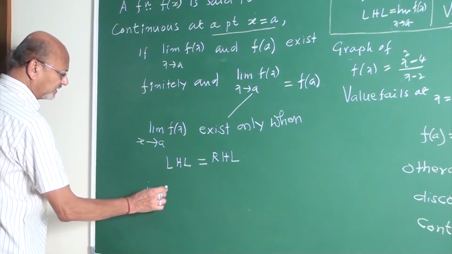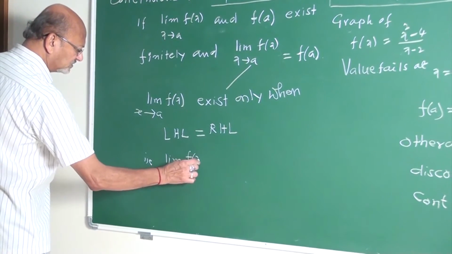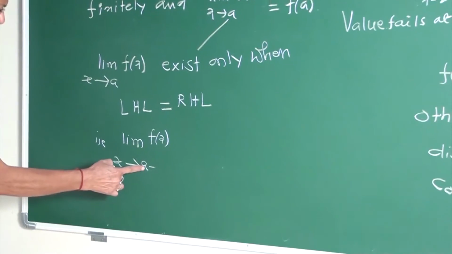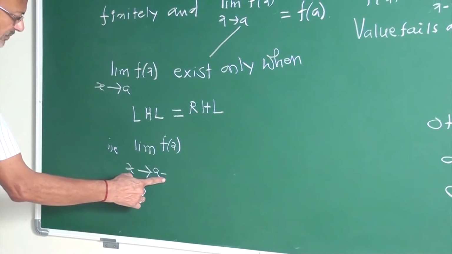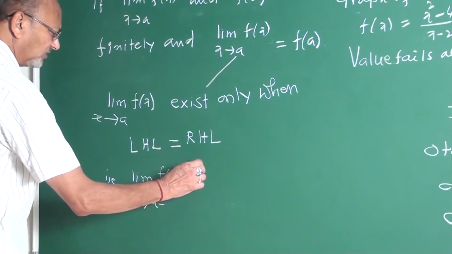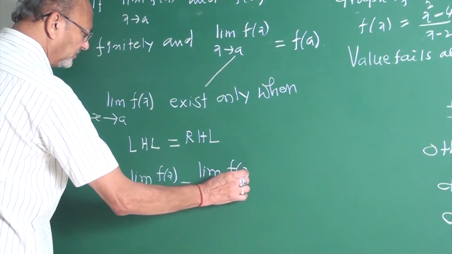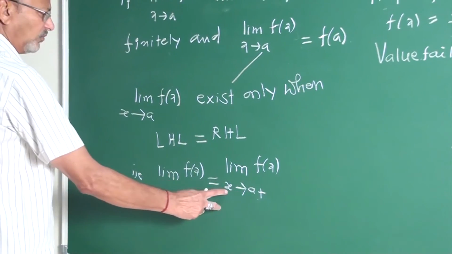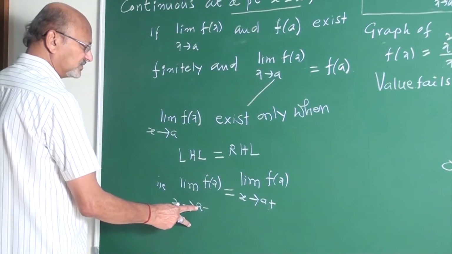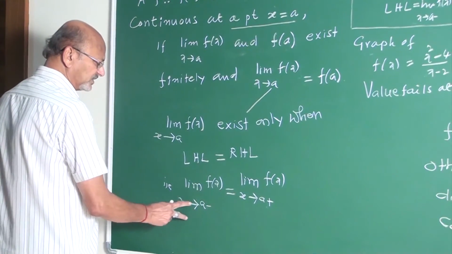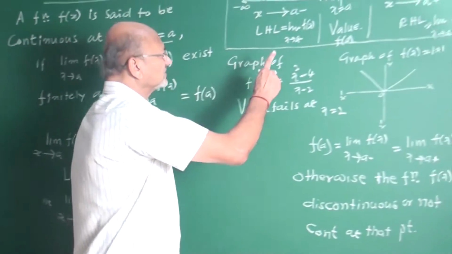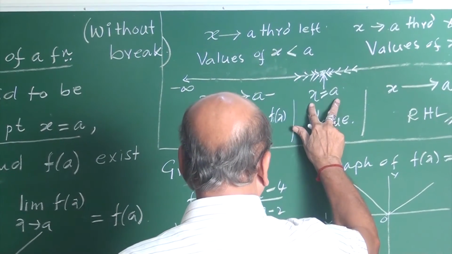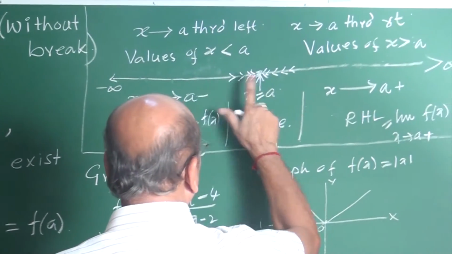The left hand limit is the limit of f(x) as x tends to the left of a, meaning values of x less than a, denoted by writing a minus. The right hand limit is the limit of f(x) as x tends to a plus, meaning values of x greater than a. This is x equal to a; this is left of a, this is right of a.